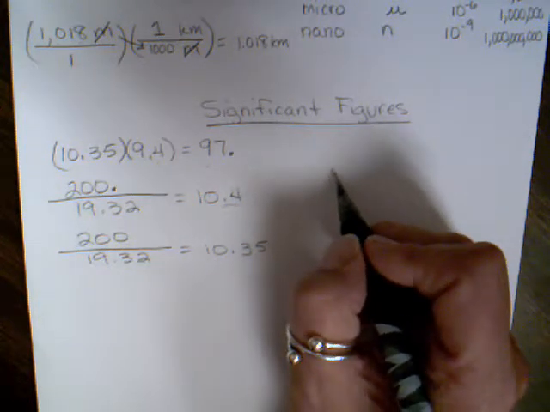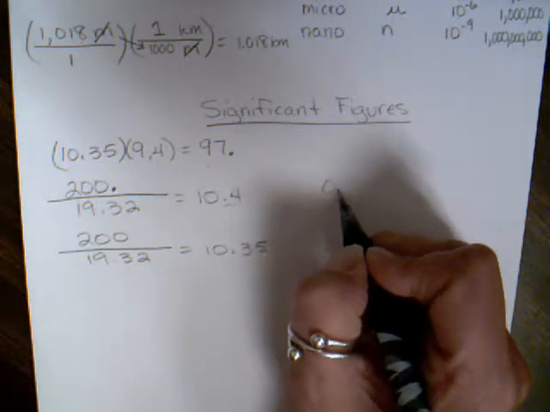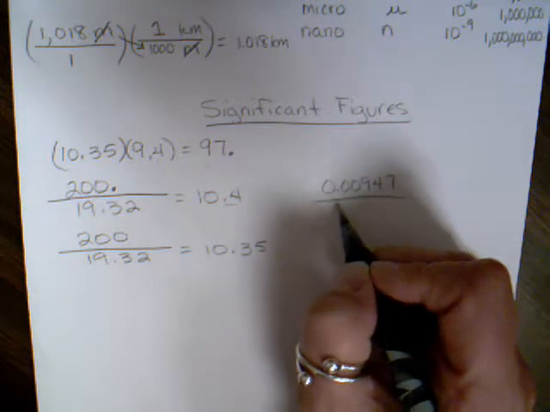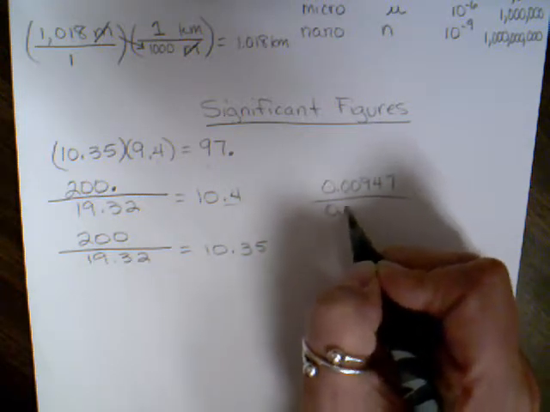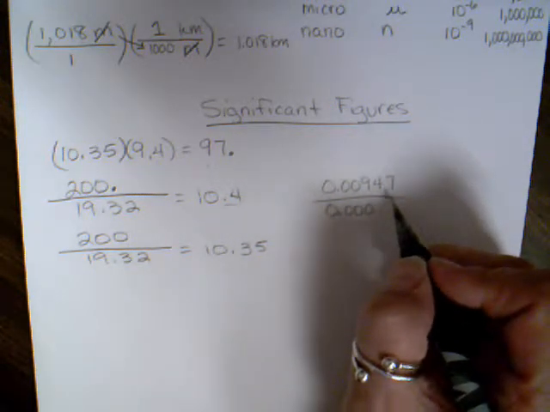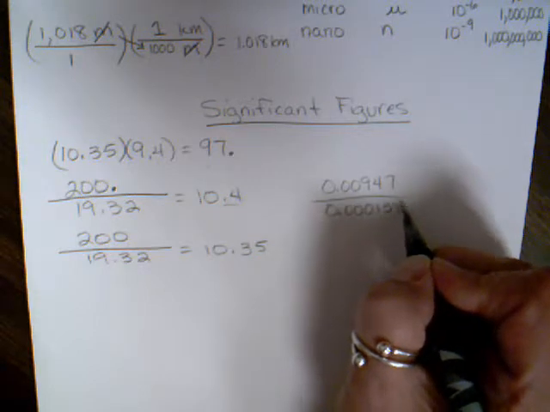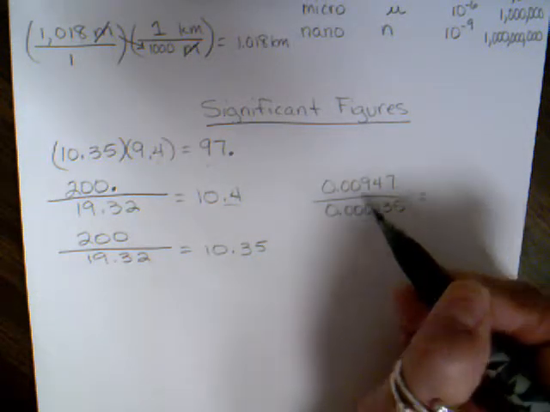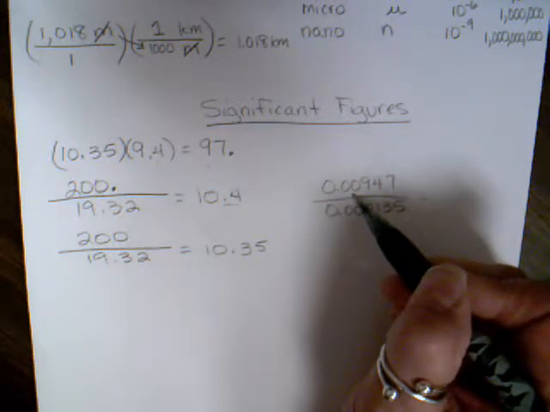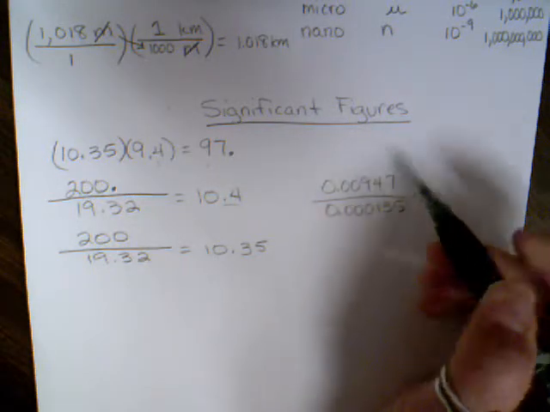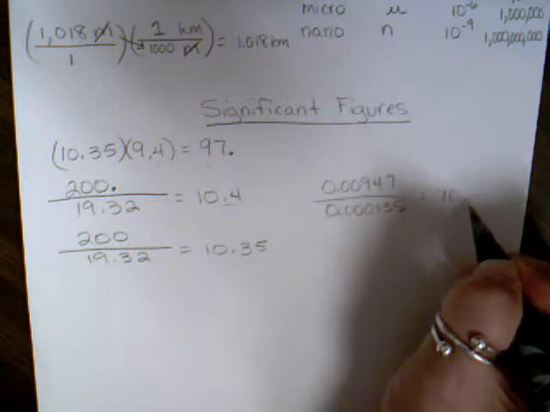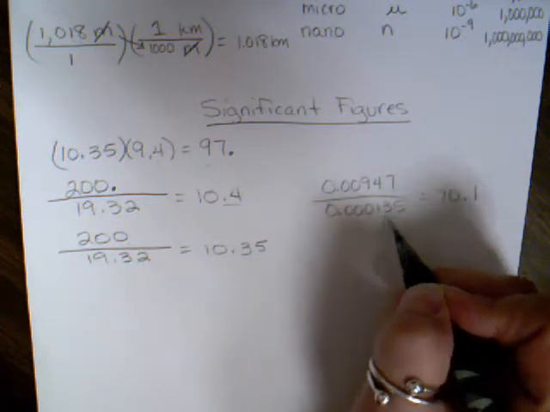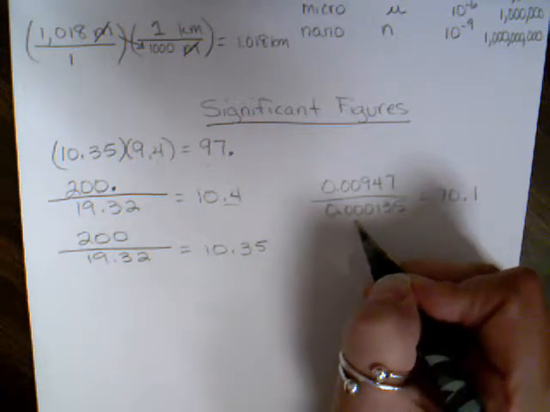Look at the last one. We have 0.00947 divided by 0.000135. Both of these have only 3 significant figures in them because leading zeros do not count. And so our answer would be 70.1 with 3 significant figures, 1, 2, 3. Leading zeros do not count.